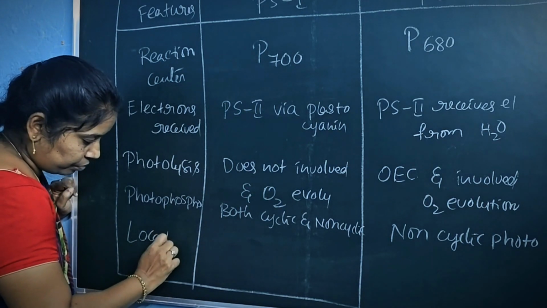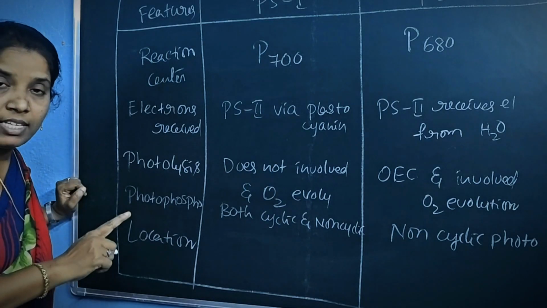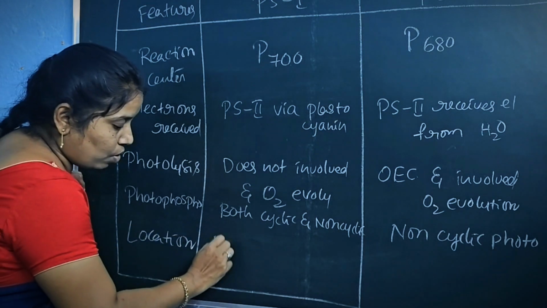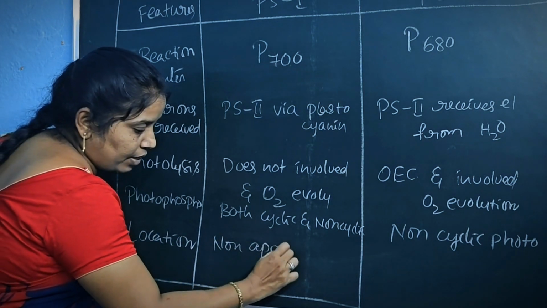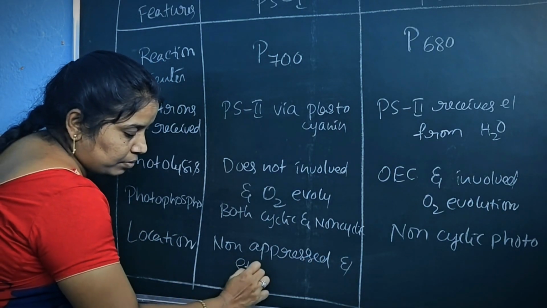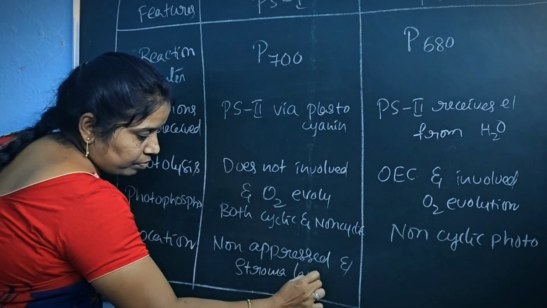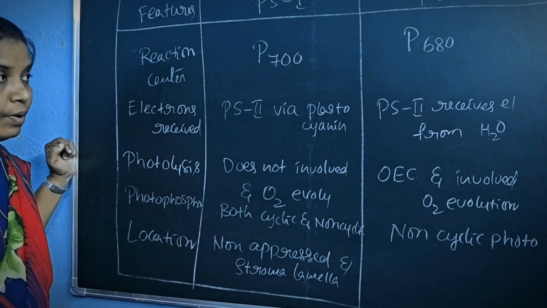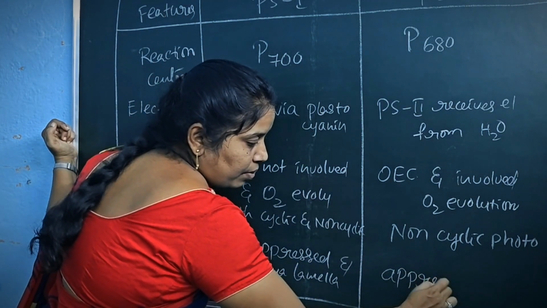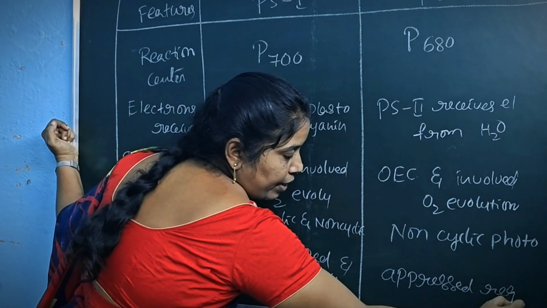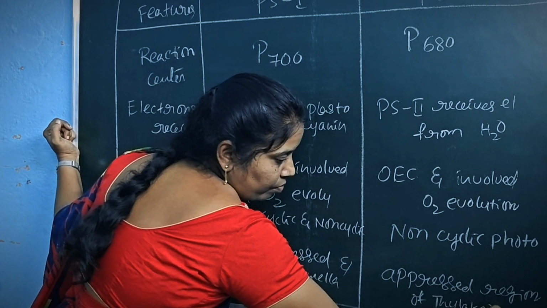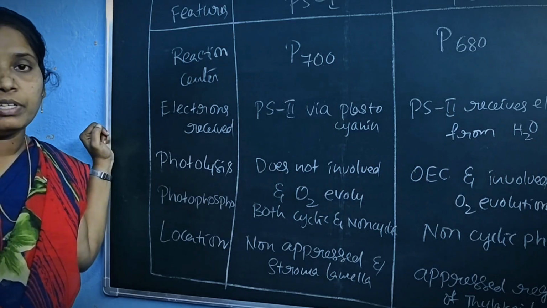Location. PS1 is located in the non-appressed regions of the thylakoid membrane and stroma lamellae, whereas PS2 is located in the appressed region of the thylakoid membrane. So these are the main differences between PS1 and PS2.